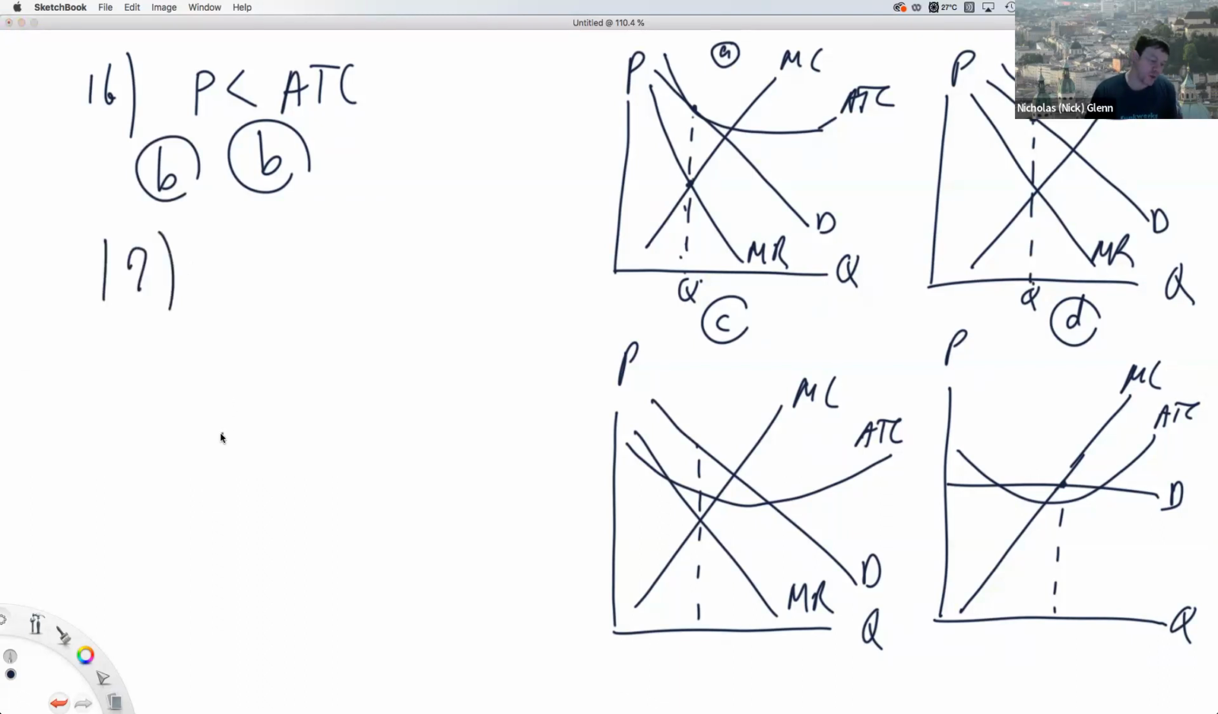17. Which of these graphs depicts a short-run equilibrium that will not encourage either the entry or exit of firms in a monopolistically competitive industry? All right. Well, that's going to be this one here. The average total cost, it's neither below nor above. If it was above, that would encourage firms to enter. If it was below, firms would exit. But nothing's going to change here. This will actually be a stable long-run equilibrium in this case. So that's going to be panel A.